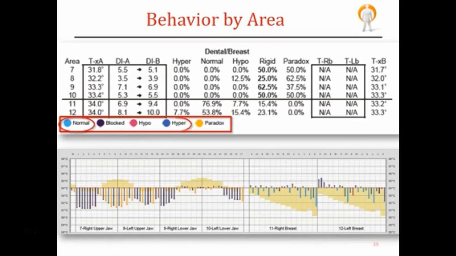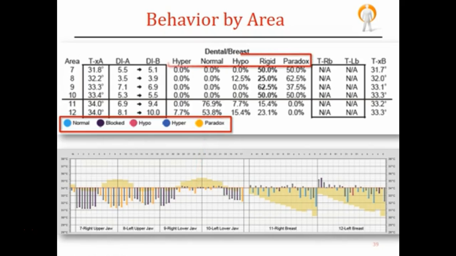The blue colors are for normal and hyperregulation, and here you can see the blue breast points that are normal and hyperregulating. The dark purple, almost black color is blocked regulation, which you can see in the upper jaw. Pink is hyporegulation, and yellow is paradox regulation.